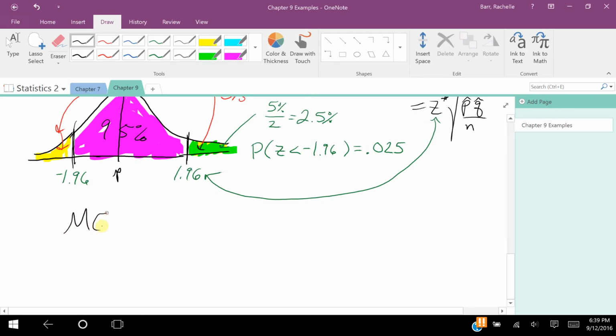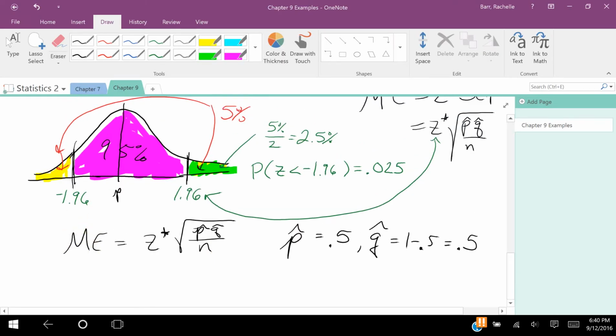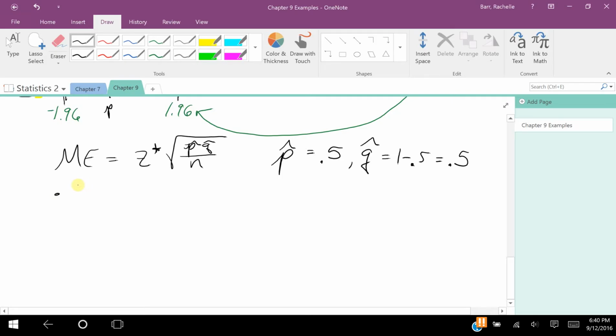So my margin of error, remember, is my z star, square root of p hat, q hat over n. Remember I said I'm going to use the worst case scenario, which is p is 50%, which means my q hat, which is 1 minus 50%, would give me a 0.5 as well. So let's go ahead and fill this out. Remember, I'm searching for n, that's the thing I'm going to solve for. So my margin of error is 3%. 0.03 is going to be my 1.96 times the square root of 0.5 times 0.5, and then all divided by n. So that's my starting point.